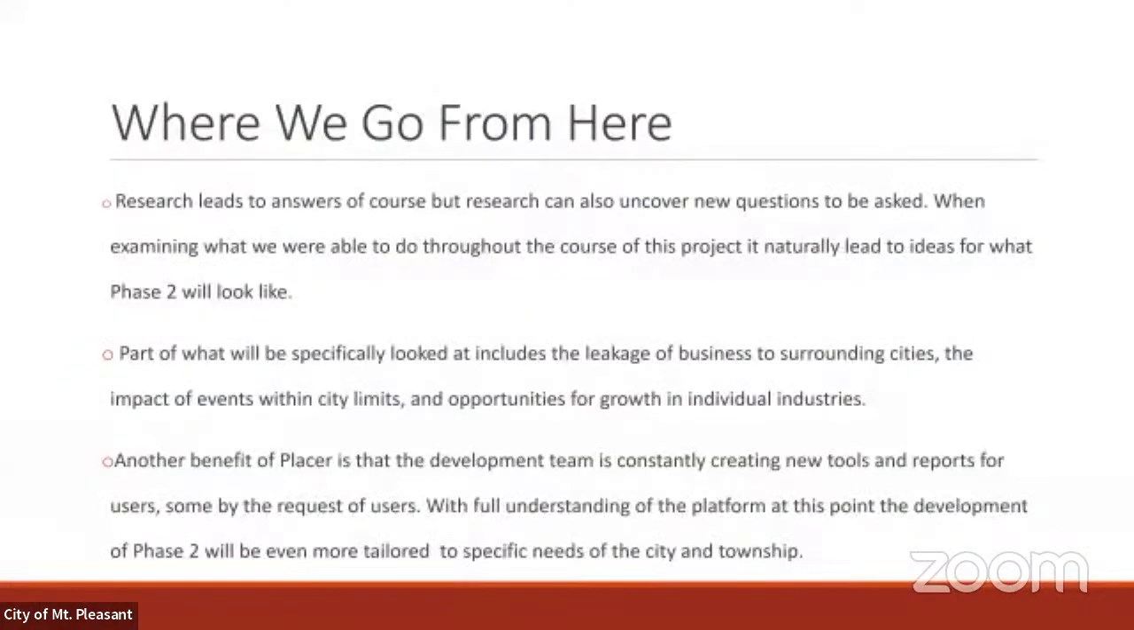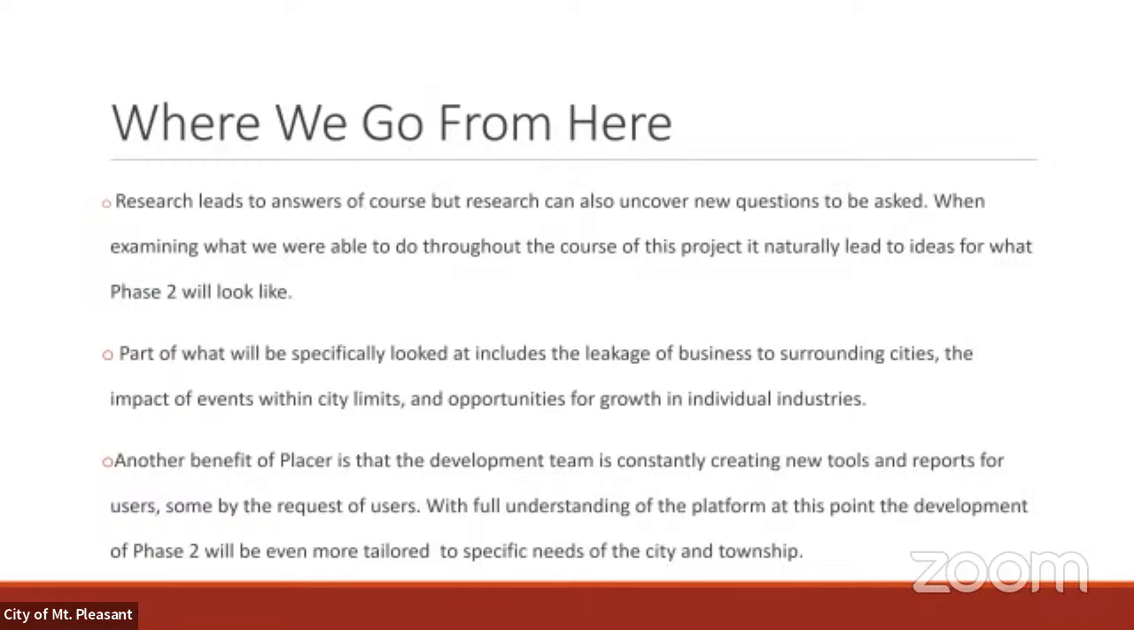And part of what will be specifically looked at does include leakage. Something that was a point of interest for us within the project was seeing where exactly we are losing business, where people are leaving Mount Pleasant for, and that's something that's currently in the works. The report is currently being built and will be further examined in phase 2.